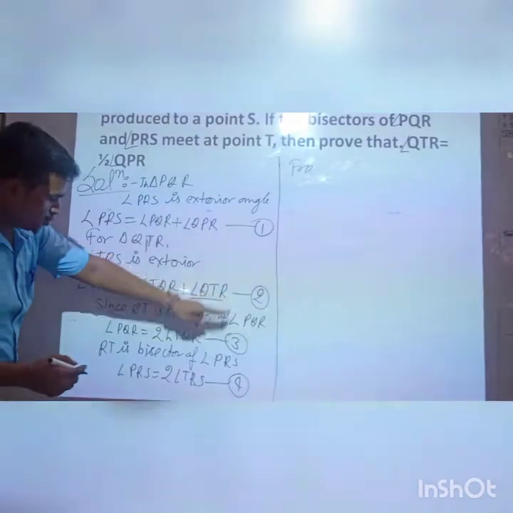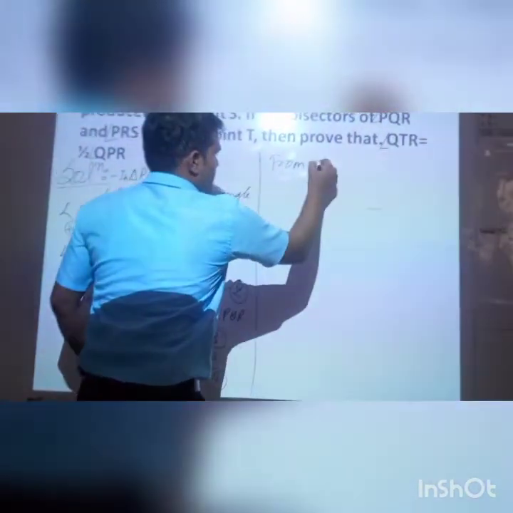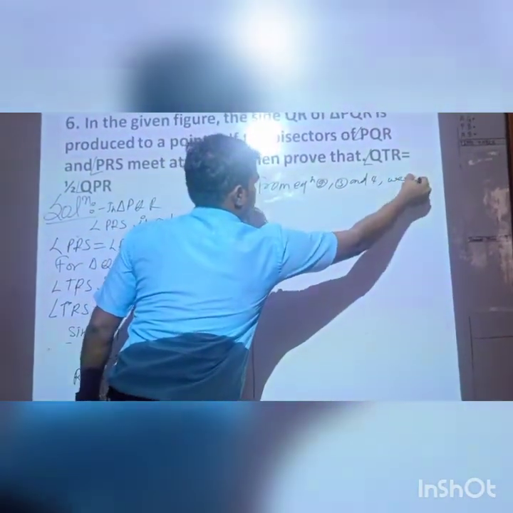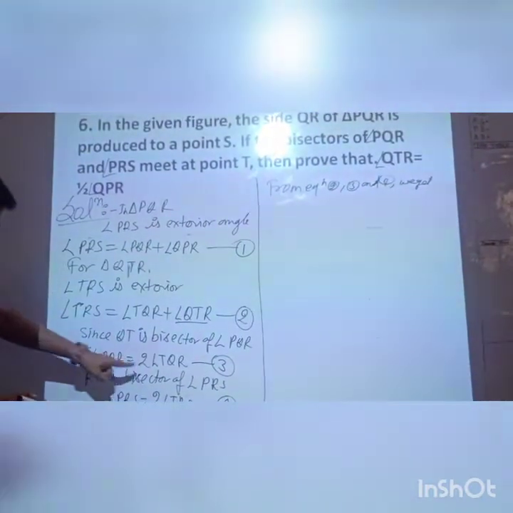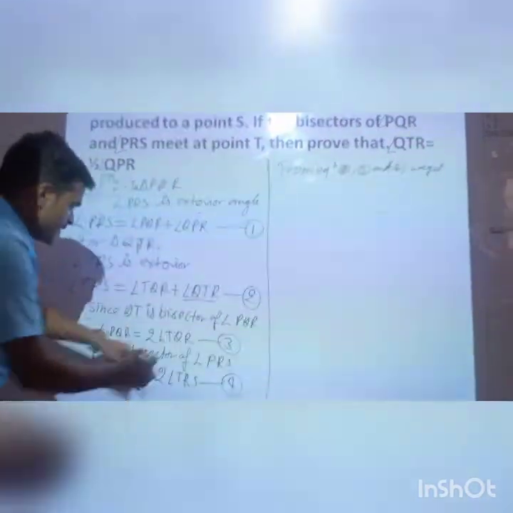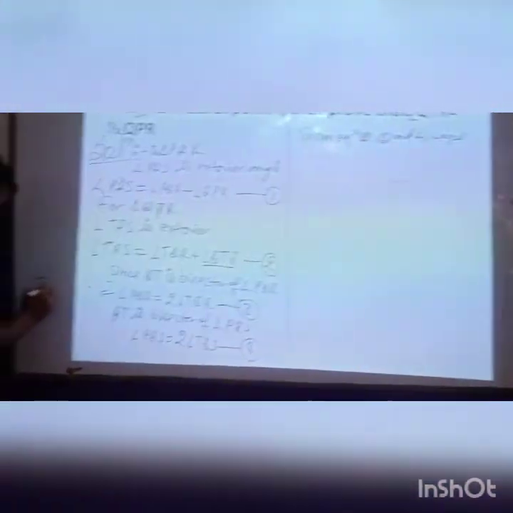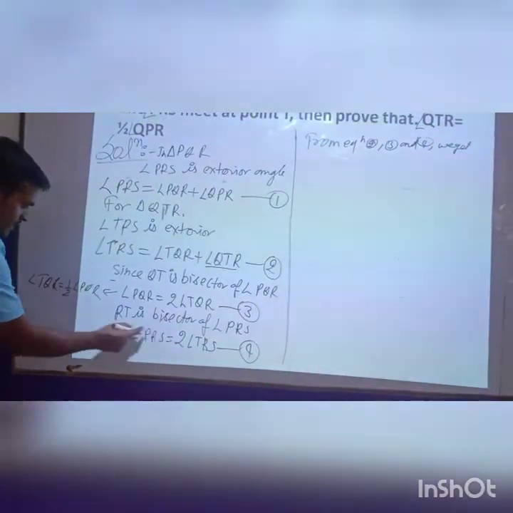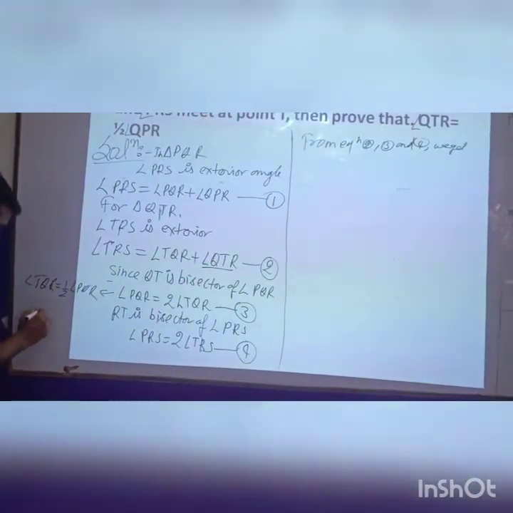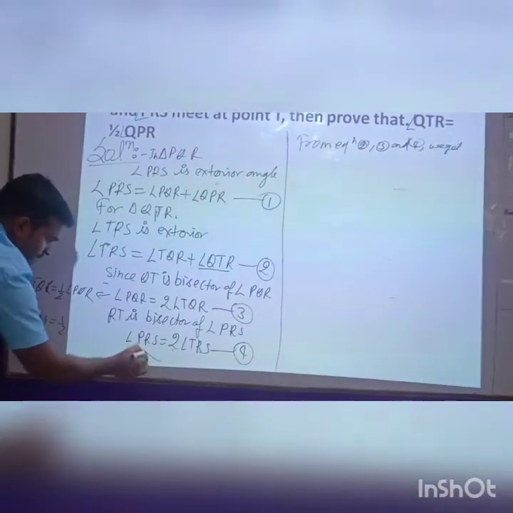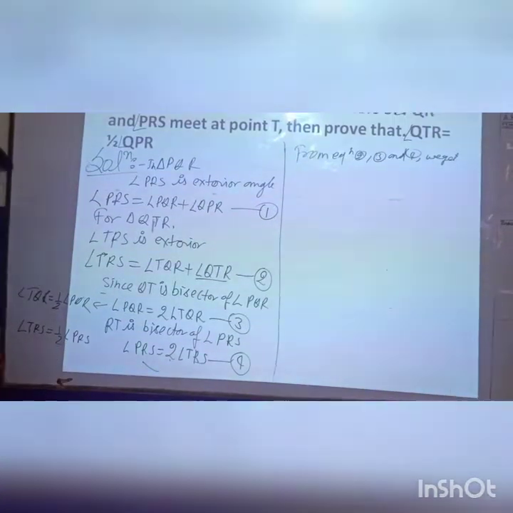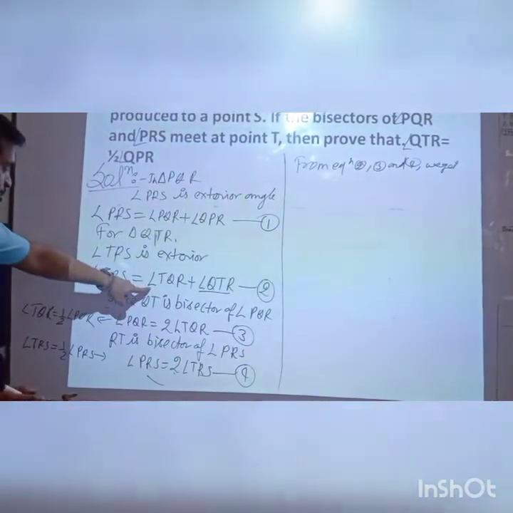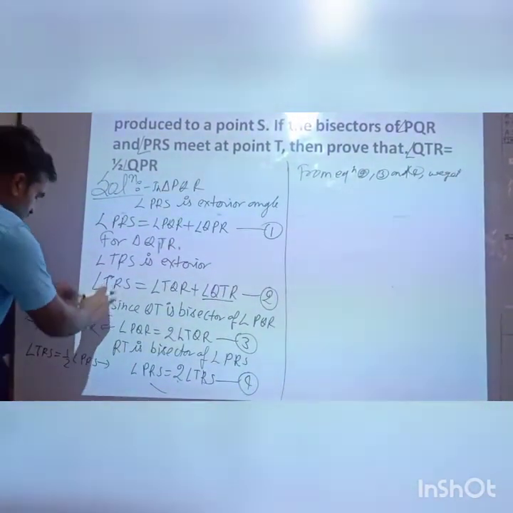From equation 2, 3 and 4, what do we get, children? See there, from here we can find the value of TQR. TQR is equal to 1/2 angle PQR, and from equation 4, angle TRS is equal to 1/2 angle PRS. Okay, so we substitute the value of PQR and PRS in equation number 2.